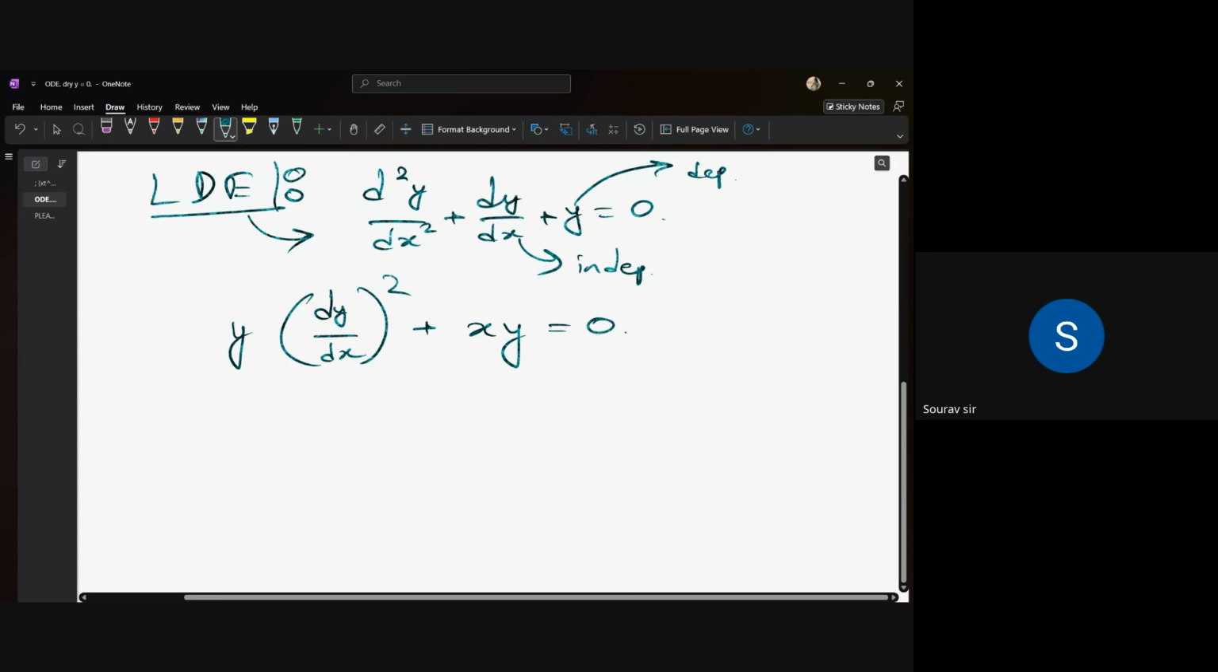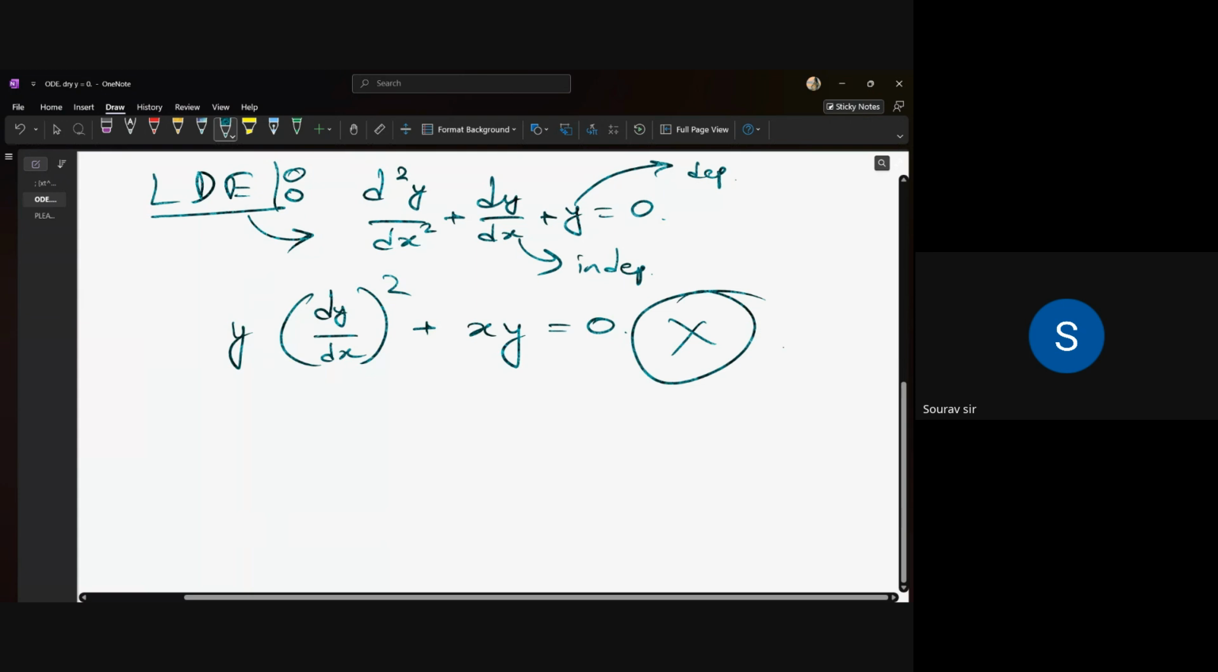Now let us write another equation. This is a non-linear differential equation, that is, it is not linear. Why? Because we are getting a power 2 here, and we are getting a multiplication here, and also a multiplication here. So that's why we cannot take this as a linear differential equation.